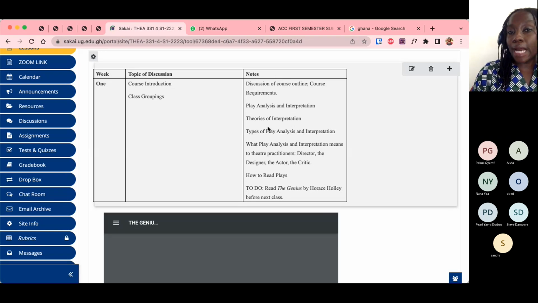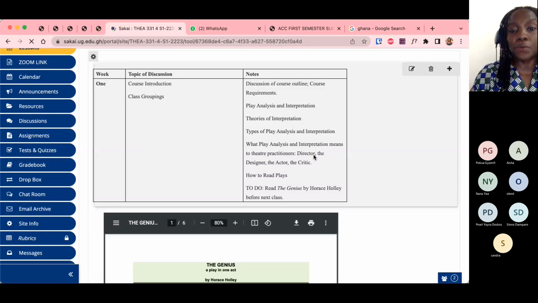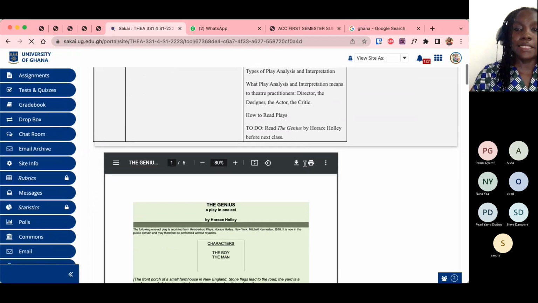Play analysis and interpretation, theories of interpretation, types of analysis and interpretation, what play analysis and interpretation means to the theater practitioners, like the director, the designer, the actor, the critic, how to read plays.